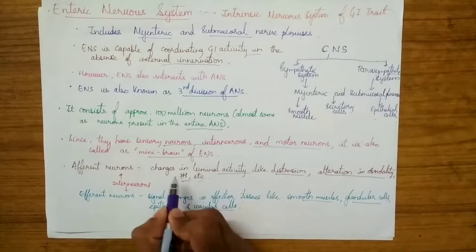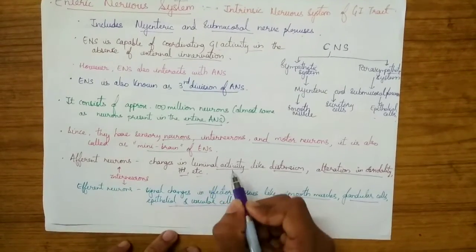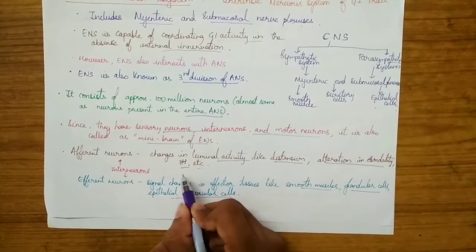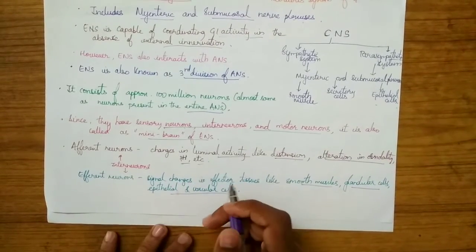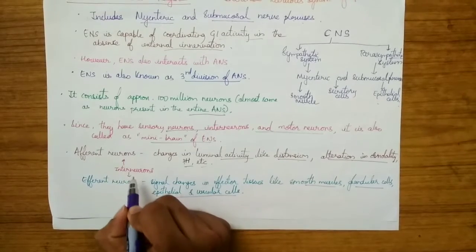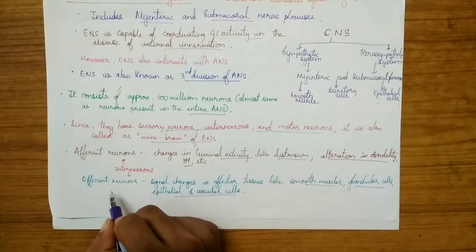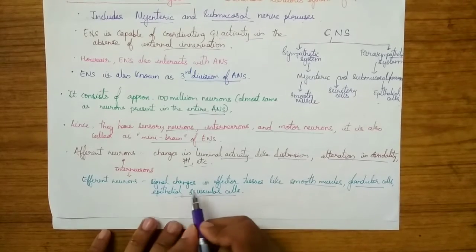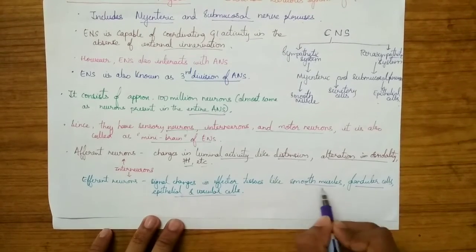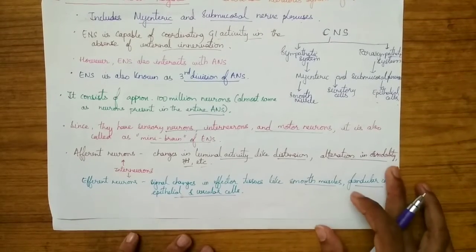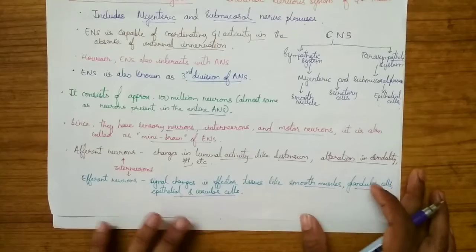The afferent neurons sense changes in the luminal activity like distension, alteration in osmolality, change in pH, etc. This conducts the signal to the interneurons, which again conduct it to the efferent neurons, which change the effector tissues like smooth muscles, glandular cells, and epithelial and vascular cells. So hence it's an independent system.